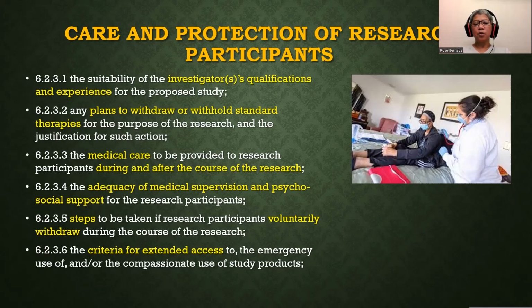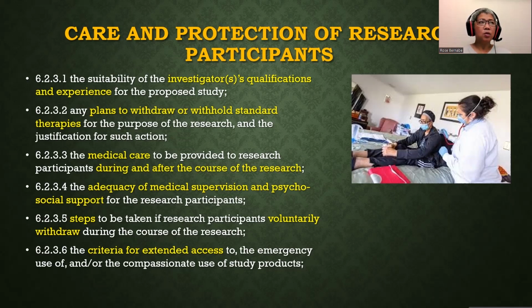Of course, medical supervision is absolutely necessary to ensure that adverse effects and severe adverse effects are monitored, and at the same time, ensuring that psychosocial support is available if relevant. Right. So these are all parts of risk minimization measures, right? Steps to be taken if research participants voluntarily withdraw during the course of the research.